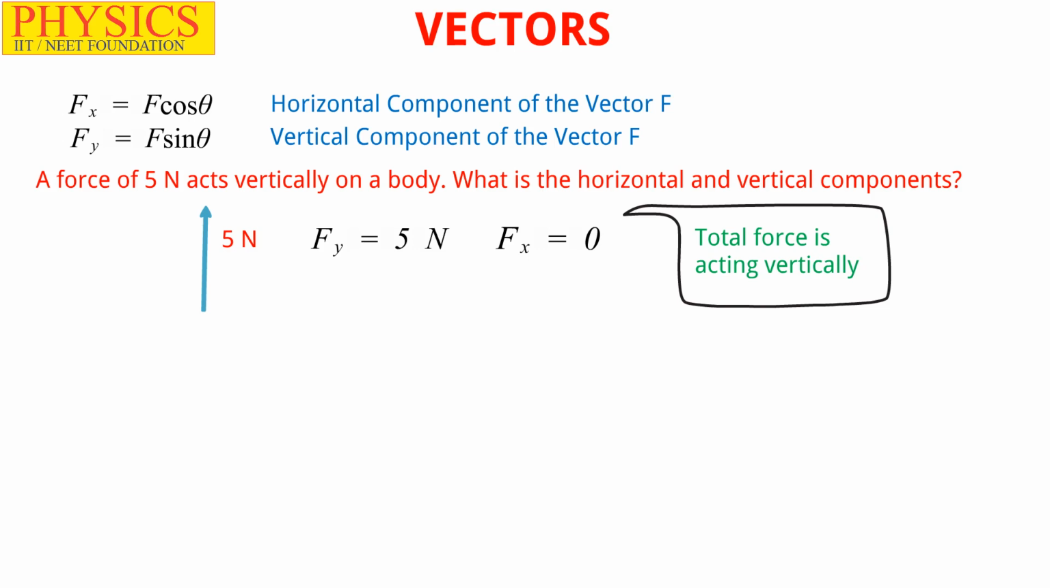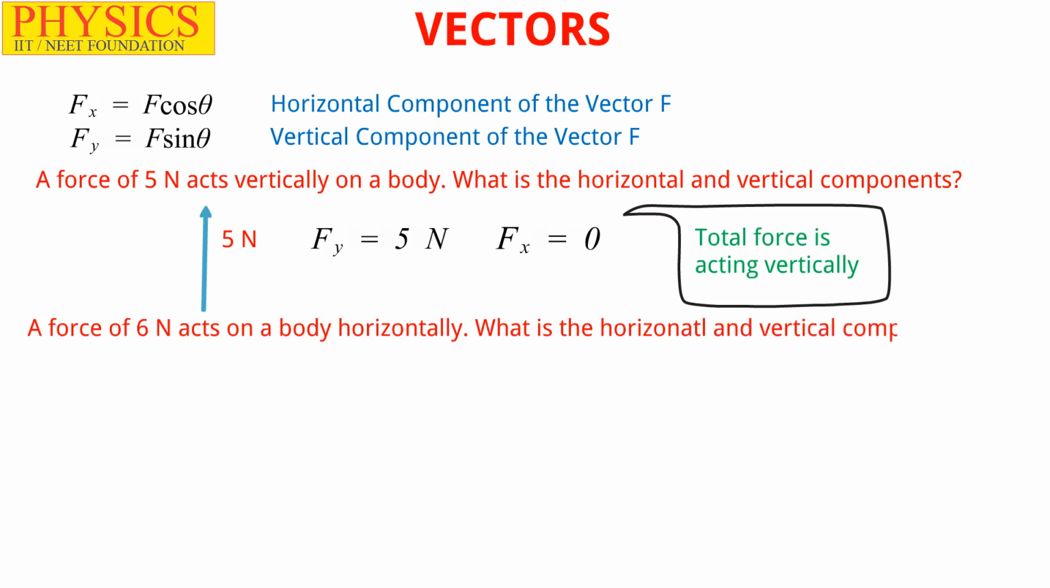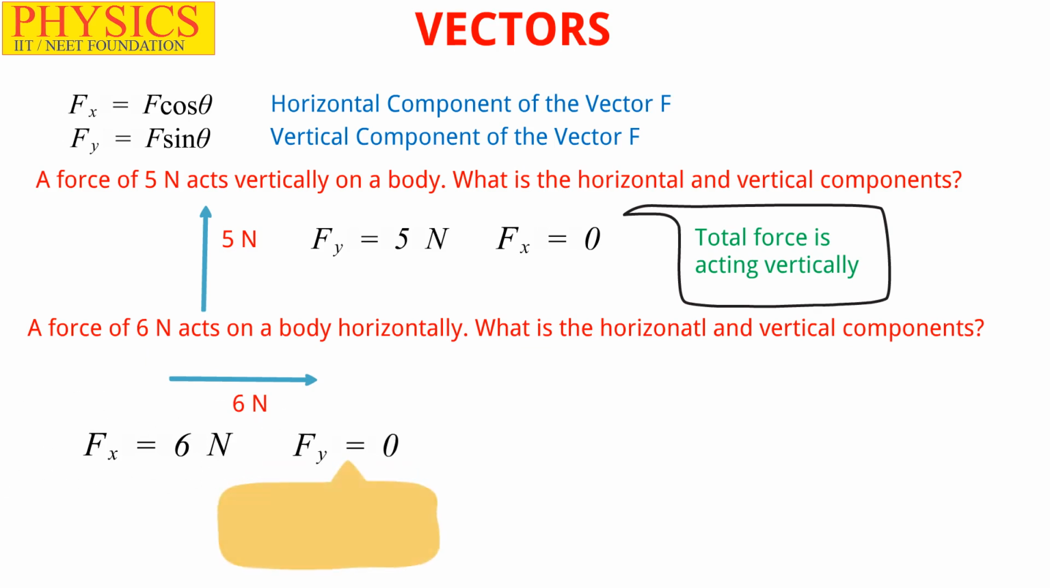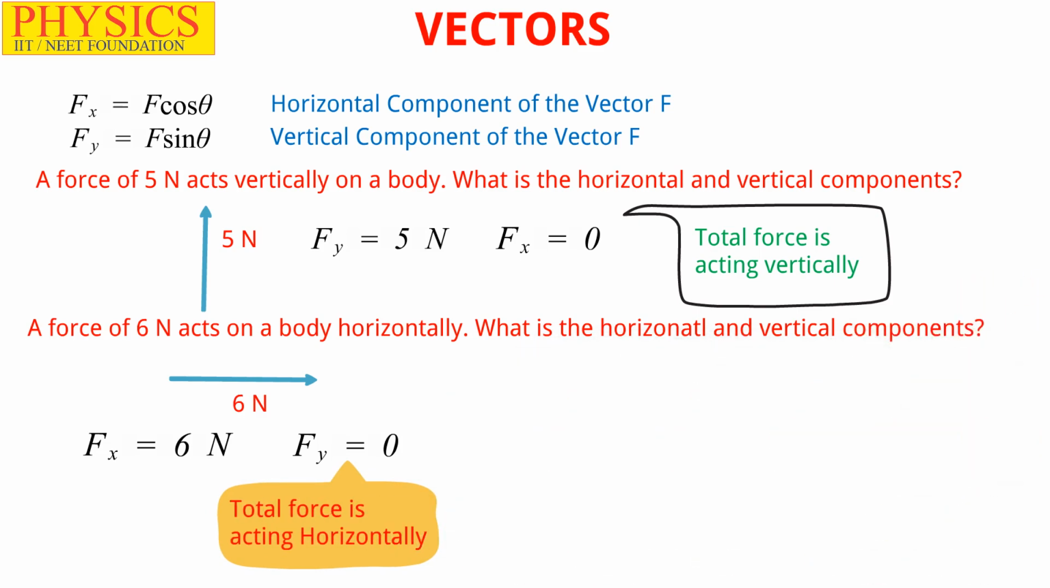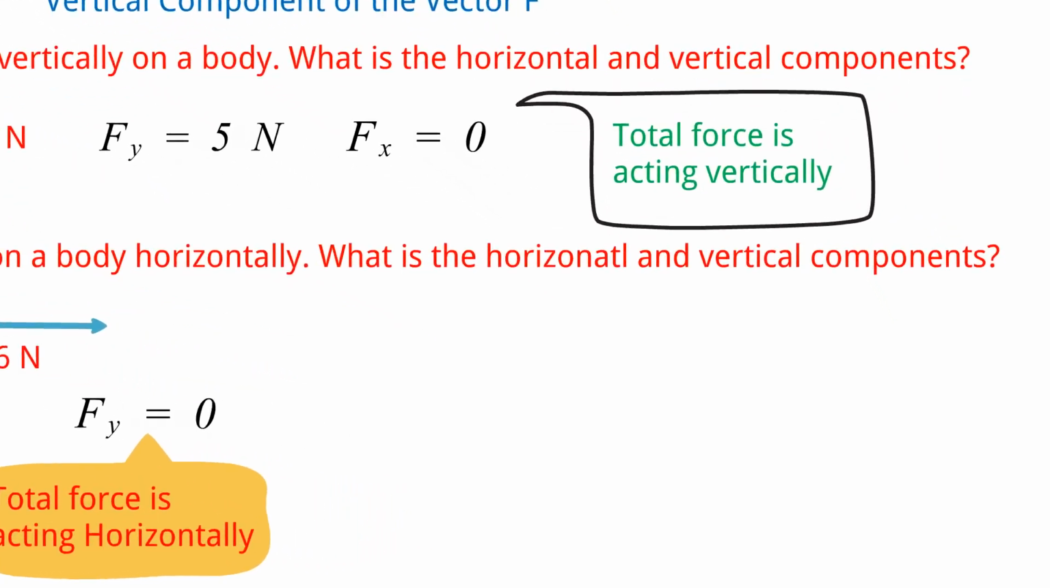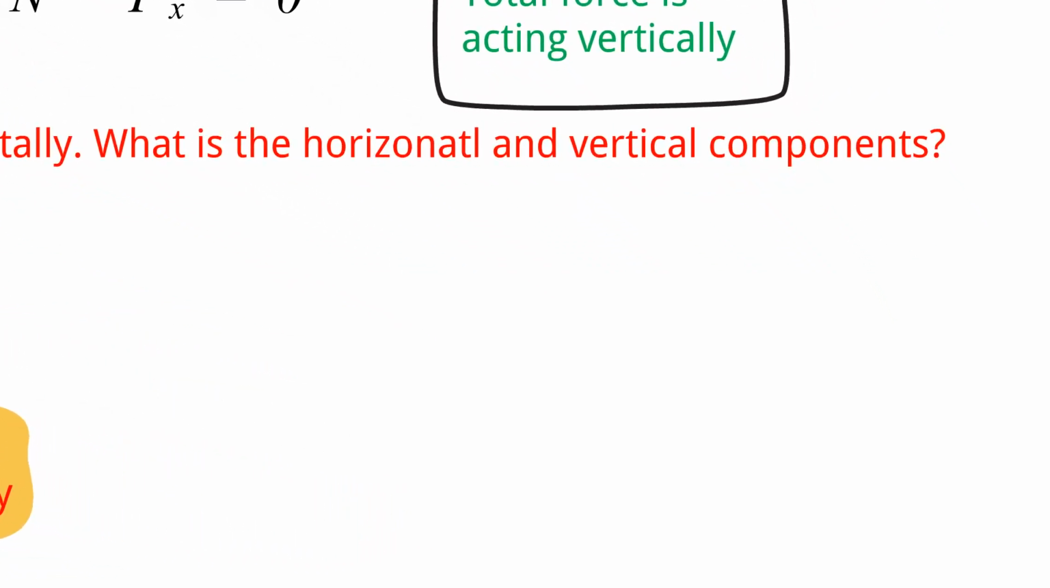Now, what if a force of 6 Newton acts on an object in the horizontal direction? In this case, Fx is 6 Newton and its vertical component is 0, because the total force is acting along the horizontal direction only. There is no force in the vertical direction. Understood? Very good. Next, let us see.